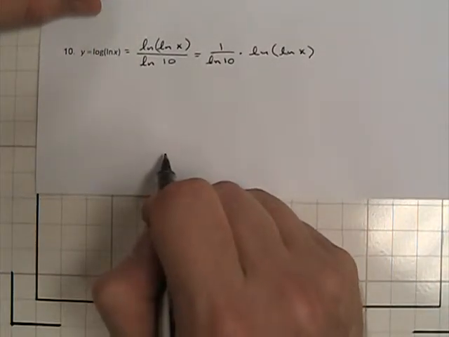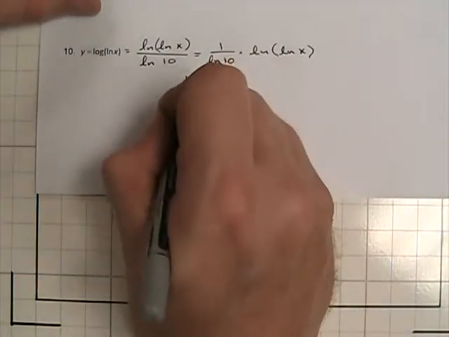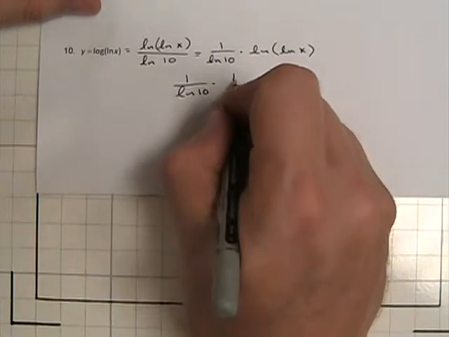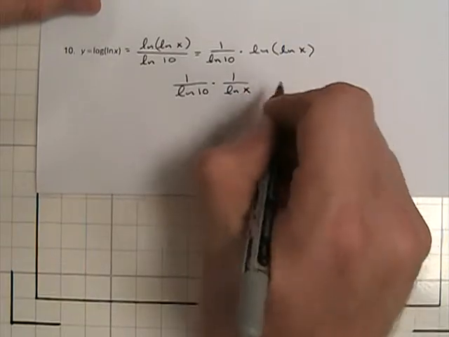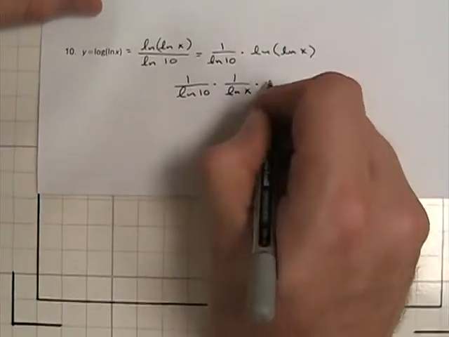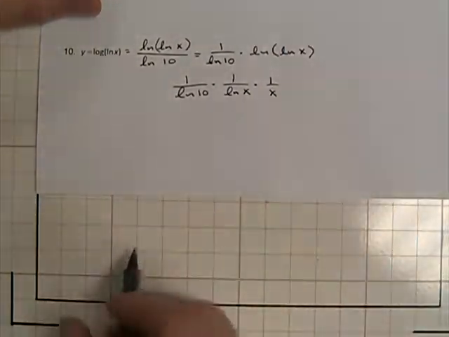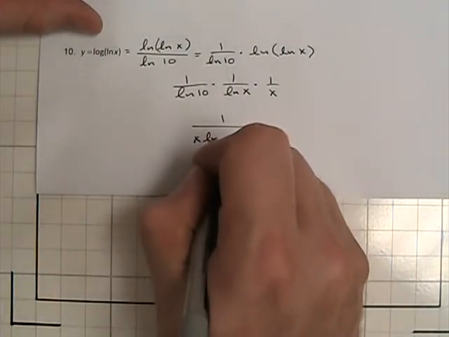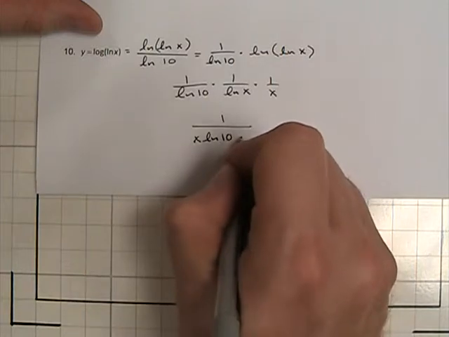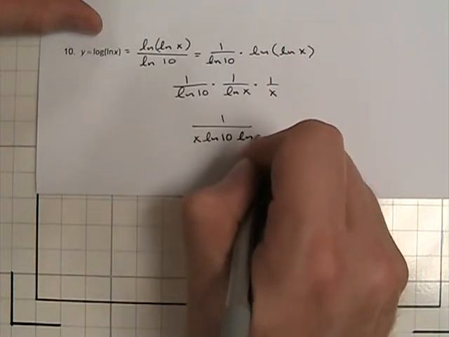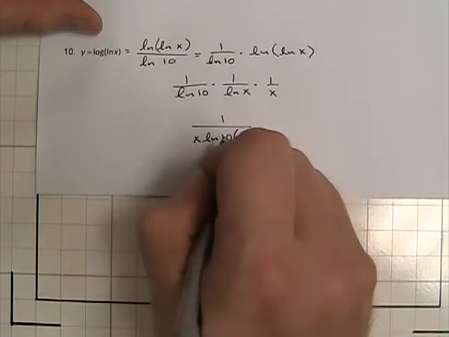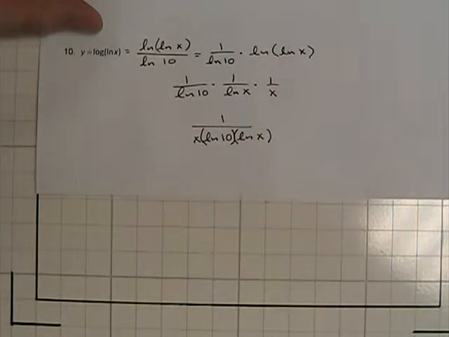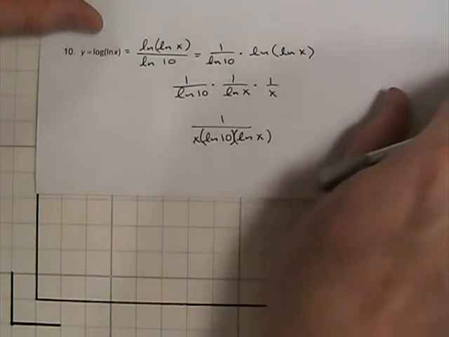gets the derivative with the chain rule. So this becomes 1 over ln 10, the derivative of natural log, and the derivative of the inside function. So put these three together. And yeah, I probably could have written that a little smarter, but there you go. Put some parentheses so you know what's what.